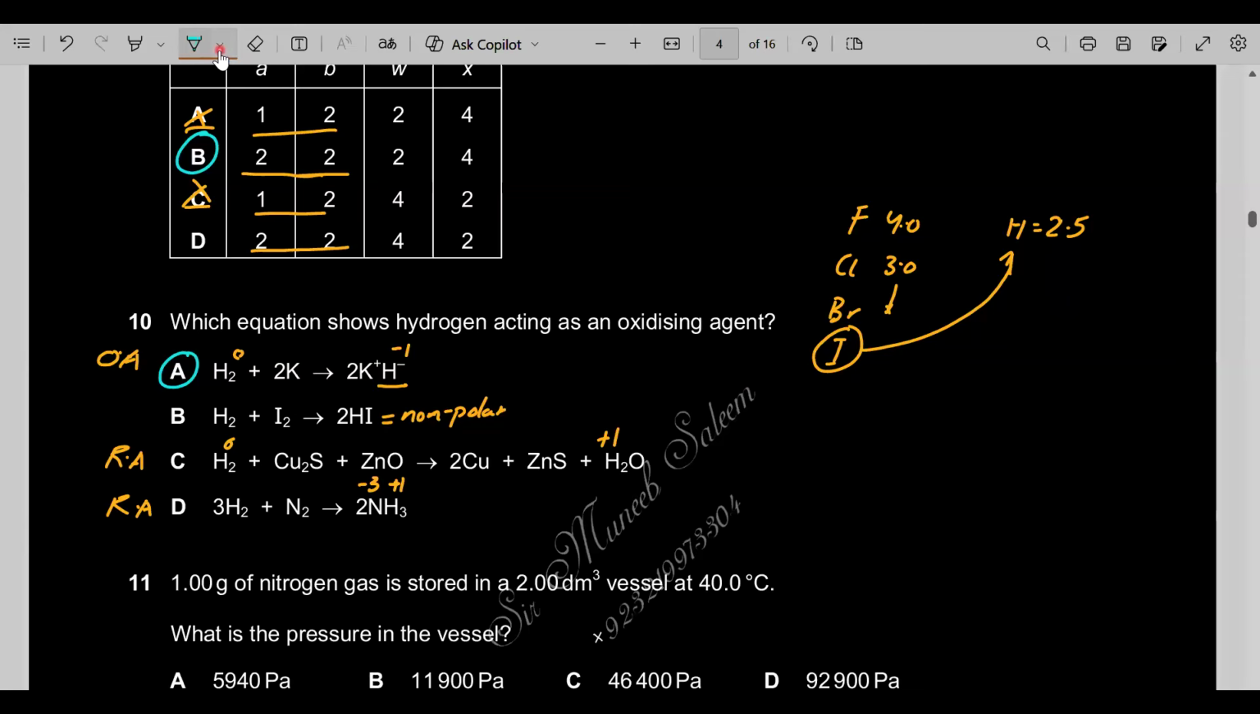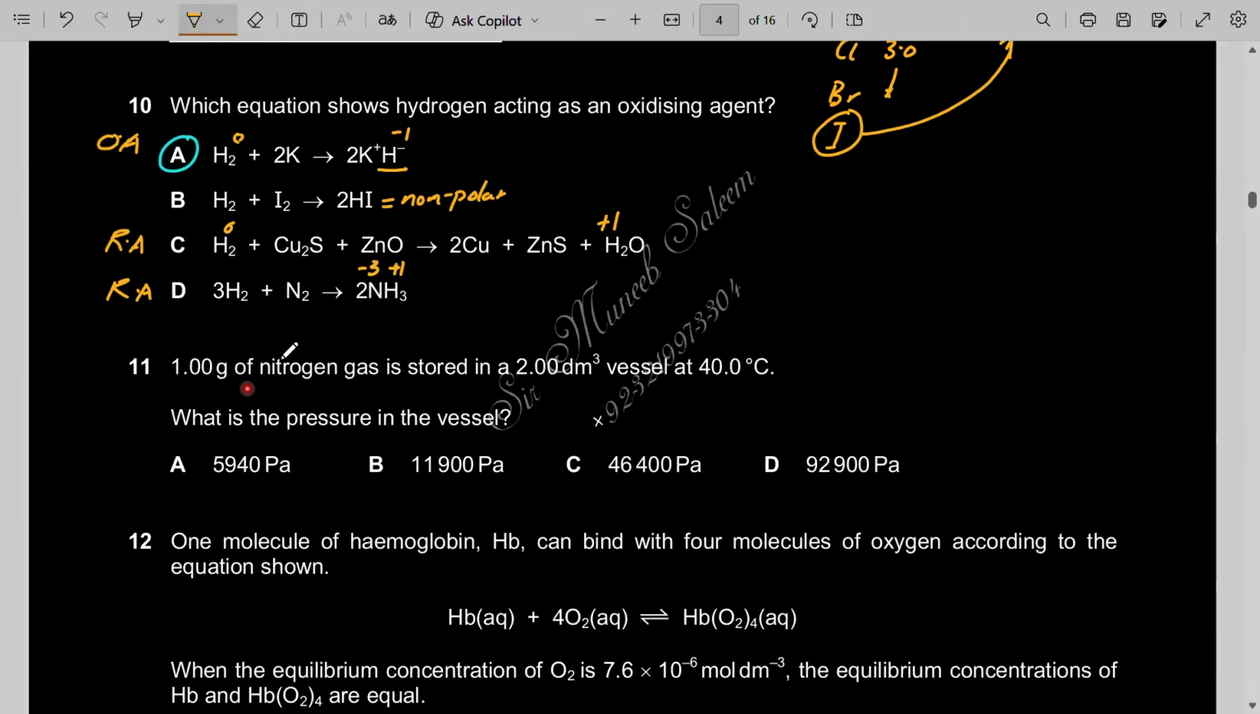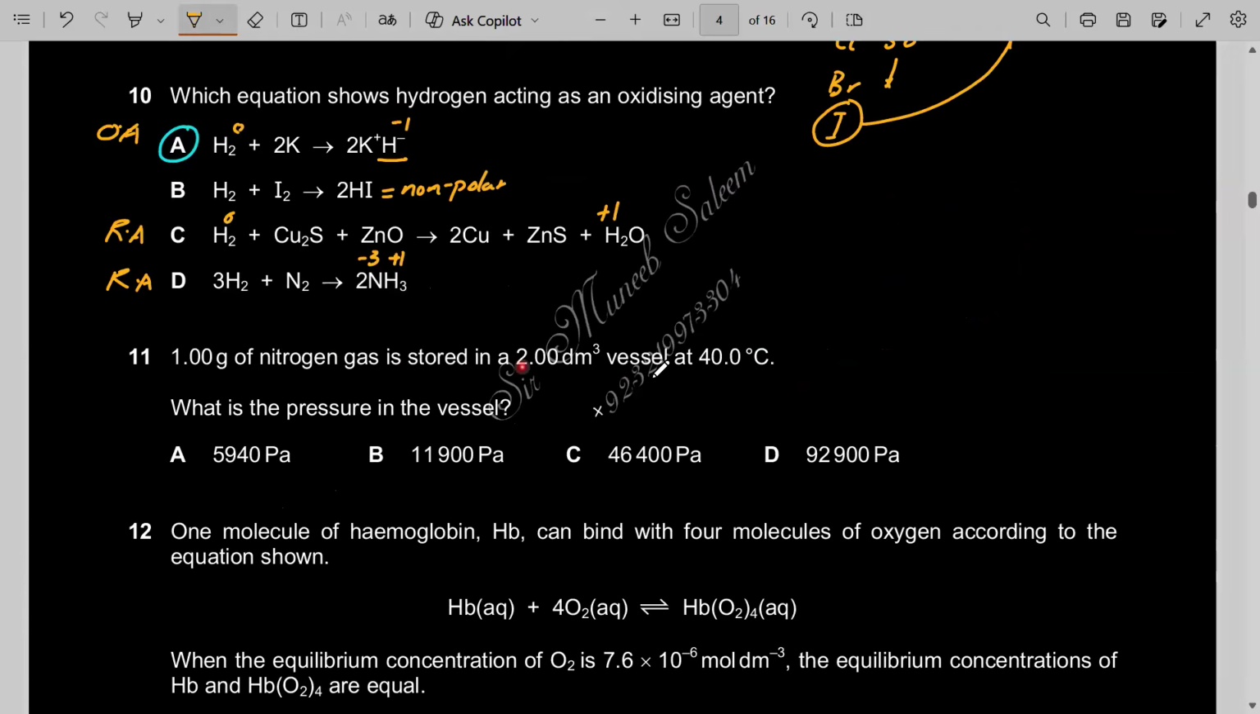Now, next question number 11. In 11 gram of nitrogen gas stored in 2 decimeter cube vessel, 40 degrees centigrade, what's the pressure? So simply we use this formula, PV is equal to nRT. Rearrange this equation to find pressure, which is nRT over V. We need the moles as well because the mole value is not provided.